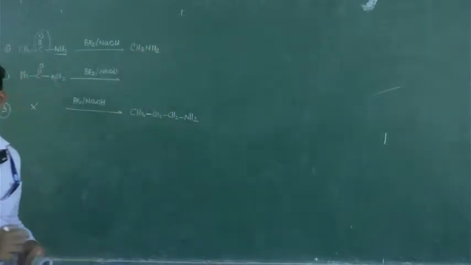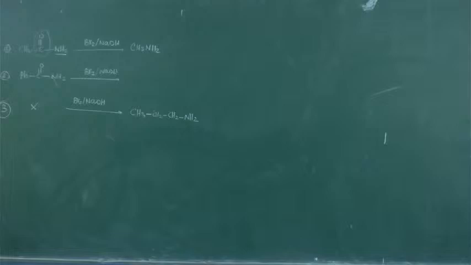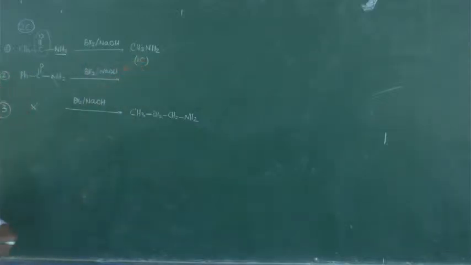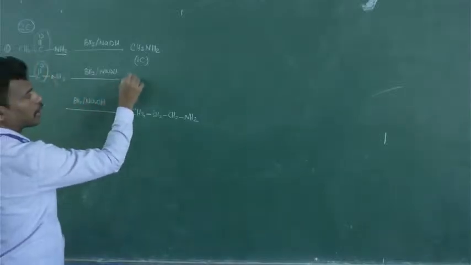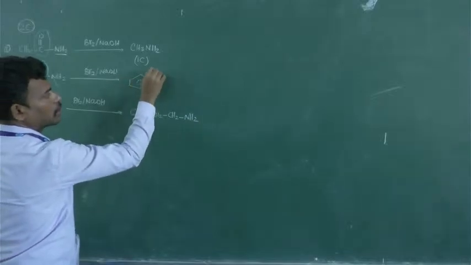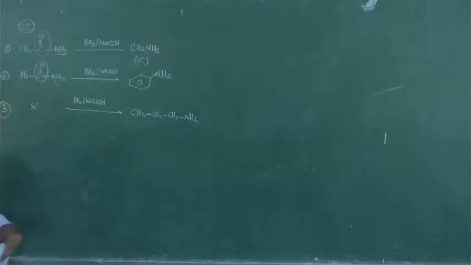Plus the byproducts. Okay. So here we have a 2-carbon amide. In this one we have a 1-carbon amide, methanamide. Next, you have this benzamide. Okay, benzamide. So you have to remove the CO, and you will get aniline.